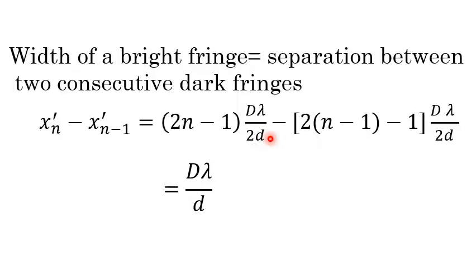Fine. Okay. Now, what will happen? This 2n and this 2n will get cancelled. This minus 1 and this minus 1 will get cancelled. The one remaining is minus 2, and this minus and minus will become plus. This 2 and this 2 will get cancelled. So I'll have D lambda by small d. So the width of the bright fringe is D lambda by small d.